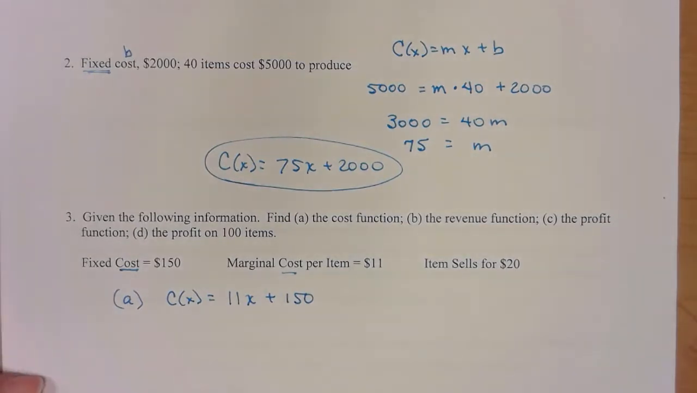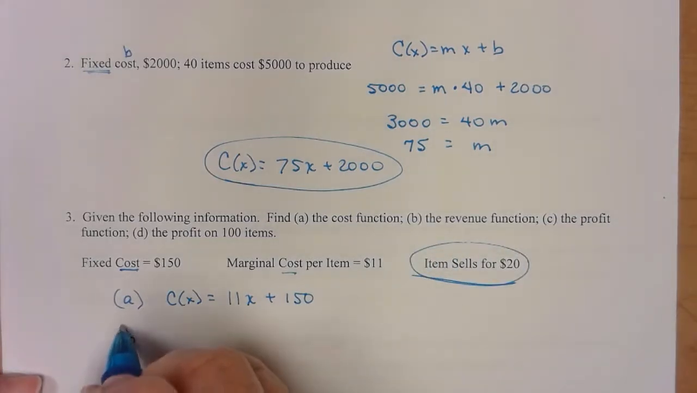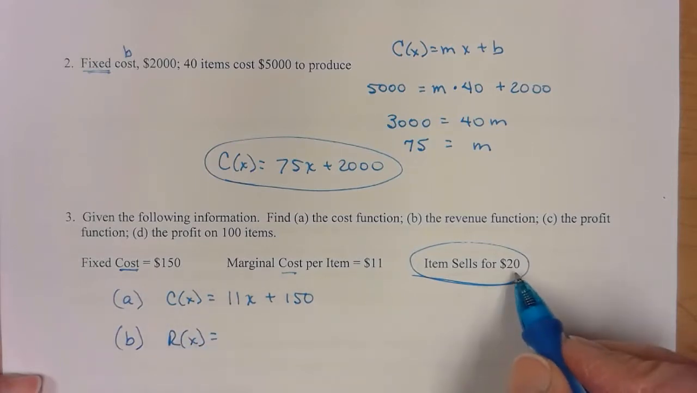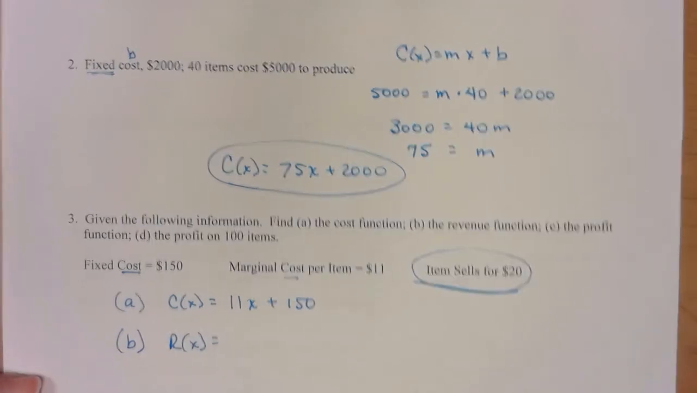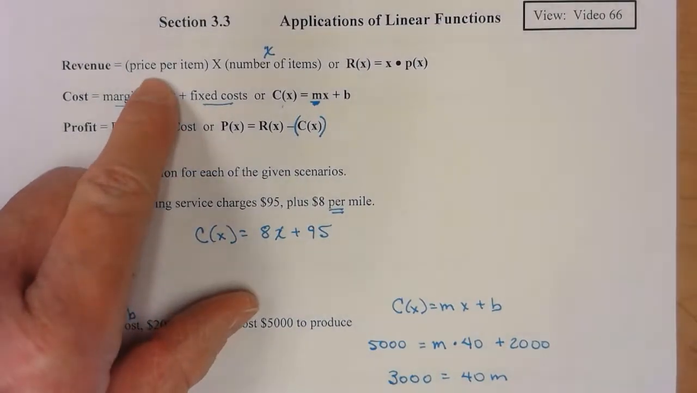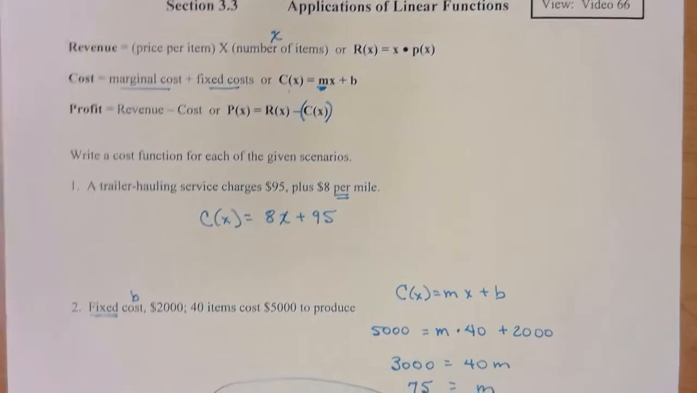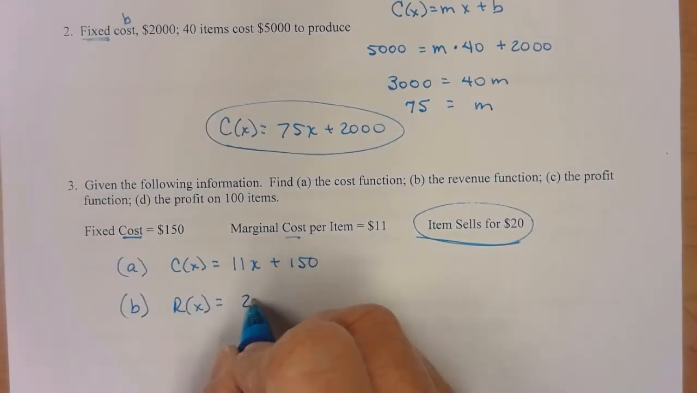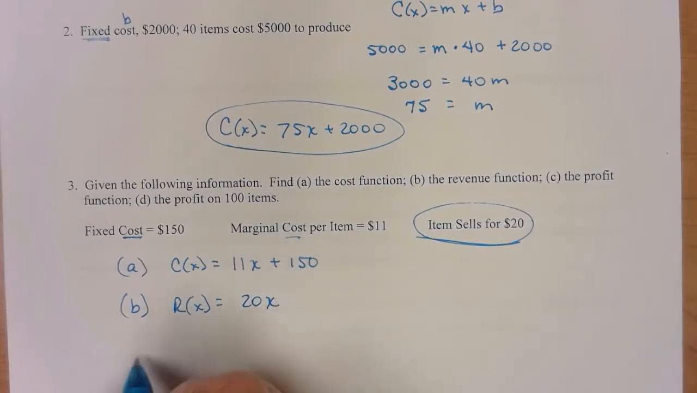The B part, they want us to find the revenue. This is where the revenue comes in. This is where the money comes. So my R of X is equal to the item sells for 20. And if you look back up here for your revenue, price per item times number of items. So my revenue on this one would be 20x.